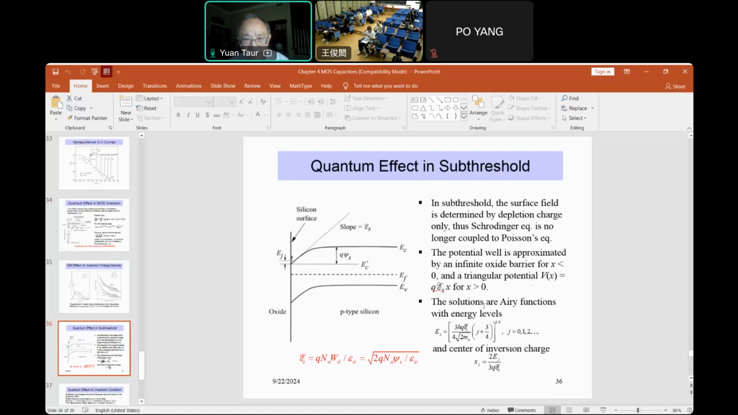So in that case, the solution for the electron wave function is Airy functions, and then we can have an analytical expression for the energy levels shown here. The lowest is when j equals 0, okay? And also the center of inversion charge. Okay? So in this particular case, it can be solved. This part is given by the depletion approximation, okay? Because we solve the Poisson equation with no inversion charge, so we can apply the depletion approximation.